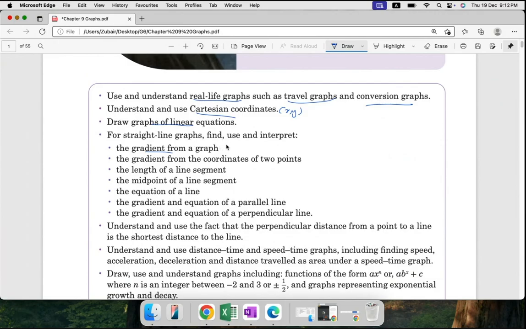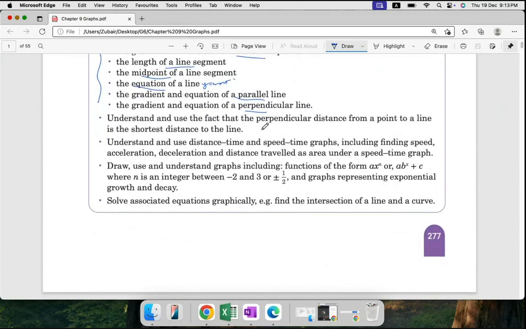That is, we'll be discussing formulas y2 minus y1 over x2 minus x1, gradient from coordinates of 2 points, length of line segment with the formula that is basically Pythagoras theorem, midpoint formula, equation of line y equals mx plus c. Then we have parallel and perpendicular line. Basically, we are covering coordinate geometry in this section.